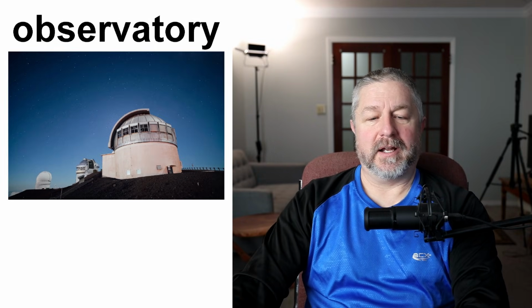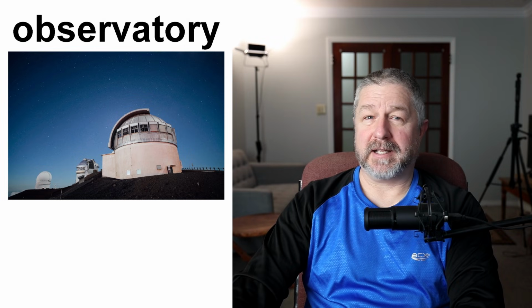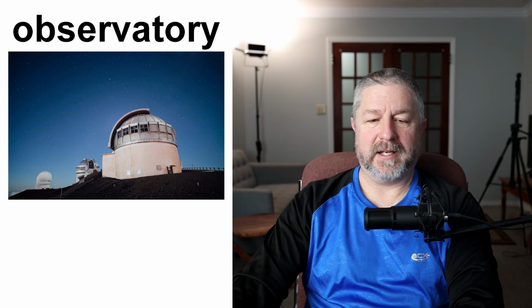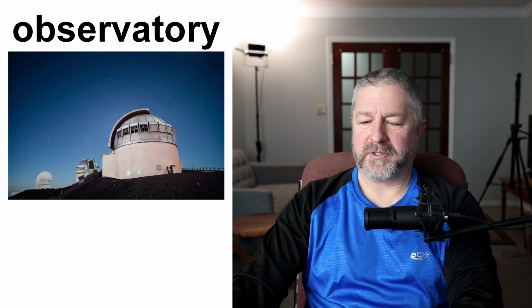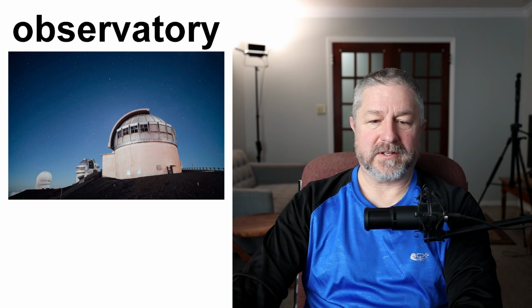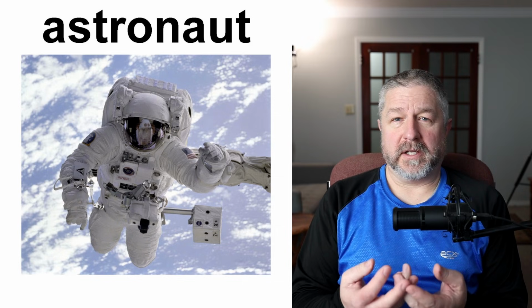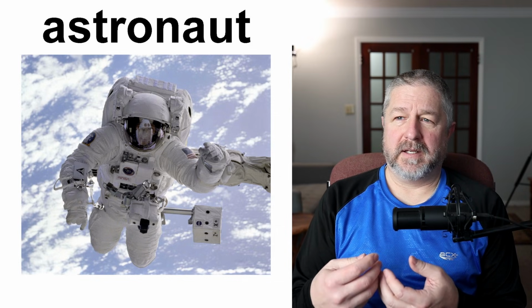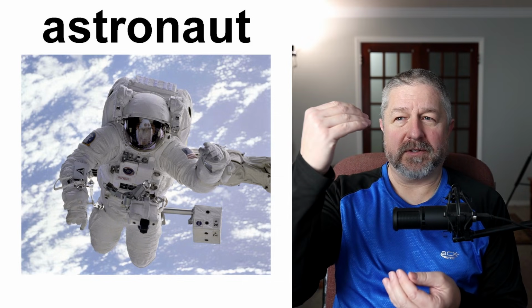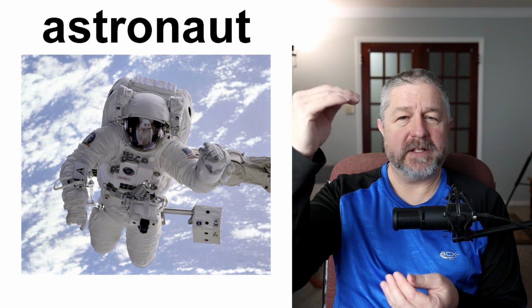But anyways, an observatory is something that has a gigantic telescope in it, and people can use that telescope to look at things in the night sky. And of course, if we send people into space, we call them astronauts. An astronaut is a person who has gone up in a rocket or a shuttle and has made it to the edge of the Earth's atmosphere, and they are in space.